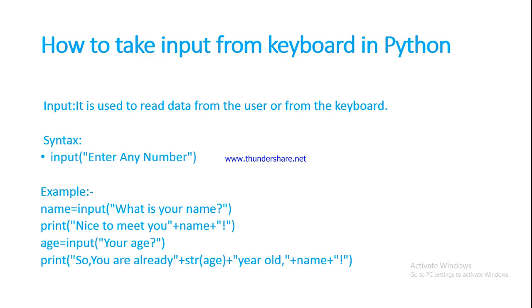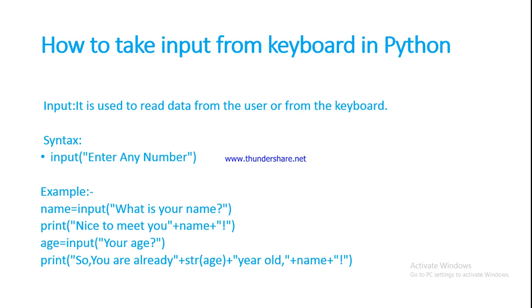In another line, I took another variable called age, and again I used the input function and gave it a string value inside the function. Again I printed a string value saying you are already, then age, and old, and name. This is the theoretical part of the input function.